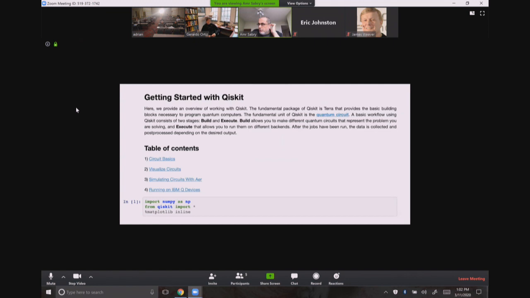So, programming. We're using Qiskit, like I think many people, and I think quite a few talks following this one are going to talk about the details of Qiskit. So I'm not going to talk too much about the details. I'm just going to show you briefly what we're doing.